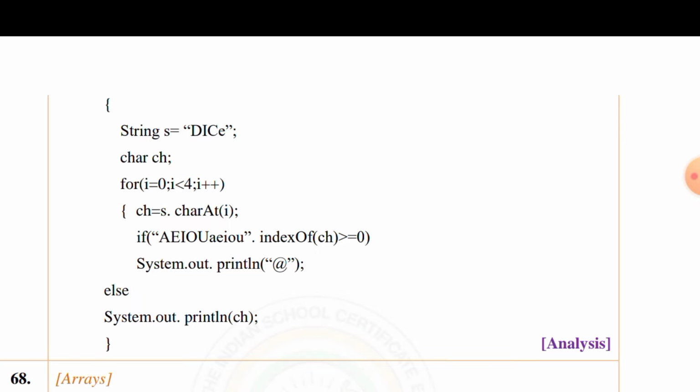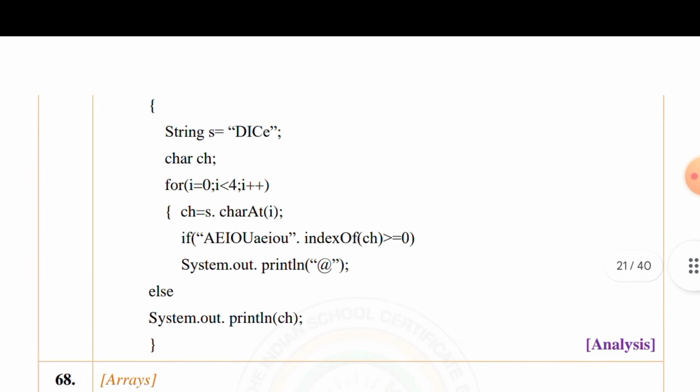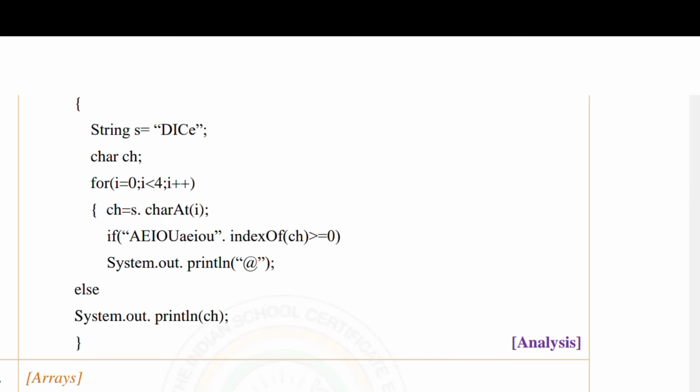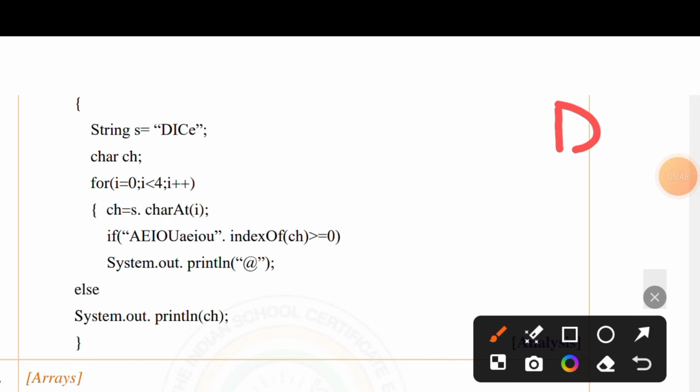If they are vowel, then @ will be printed. If they are not vowel, that particular character will be printed. So first what will happen, we have the first letter, the first character of string variable s is D. So D will be checked inside this string where we have all the 10 vowels. Okay, so D is not a vowel, it will not be found, it will go to else. So what will be printed first? Capital D will be printed.